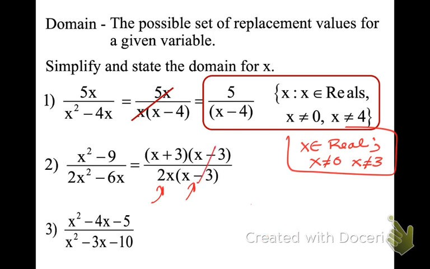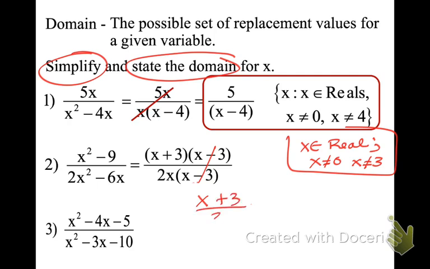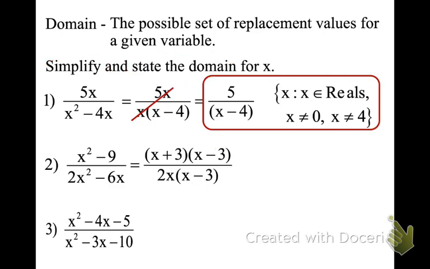I'm recording. Okay, sorry. Now I'm left with x plus 3 over 2x. Does that make sense? Because they're asking us to do two things. State the domain and simplify. So I'm left with x plus 3 over 2x. So we factor first, then figure out what x is not allowed to be, then reduce the fraction. Okay?